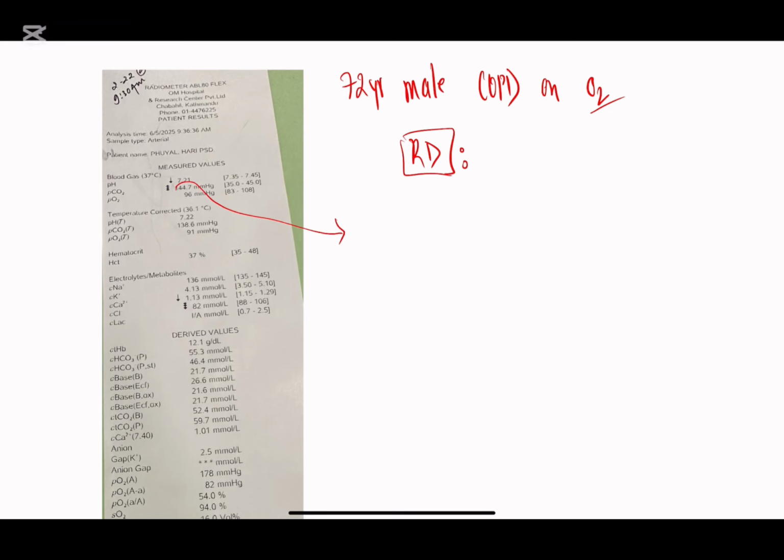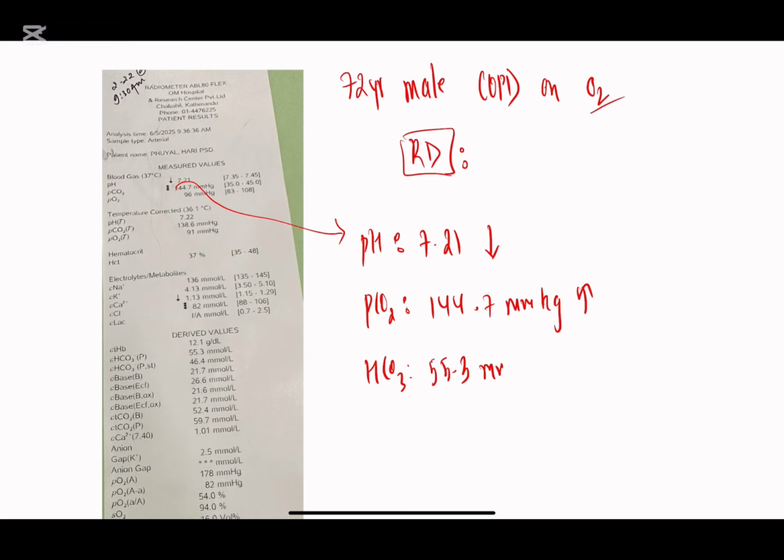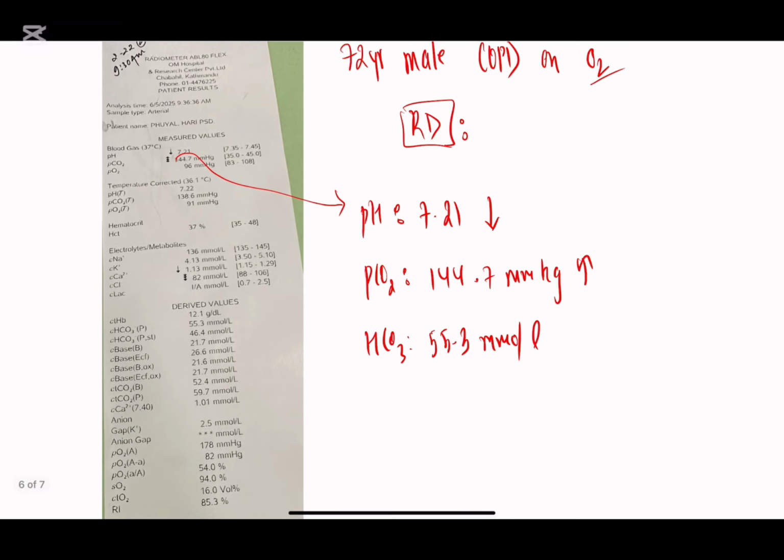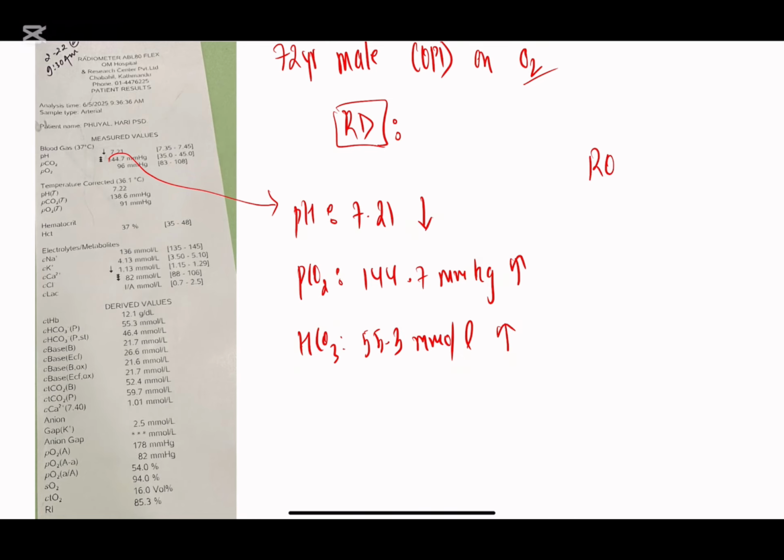The ABG was done and found to be: pH of 7.21, PCO2 of 144.7 mmHg, bicarb of 55.3. So this is the case of, according to ROME, respiratory acidosis.